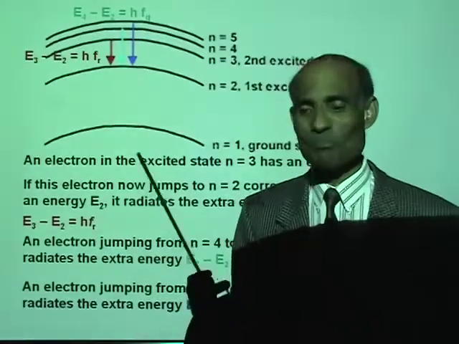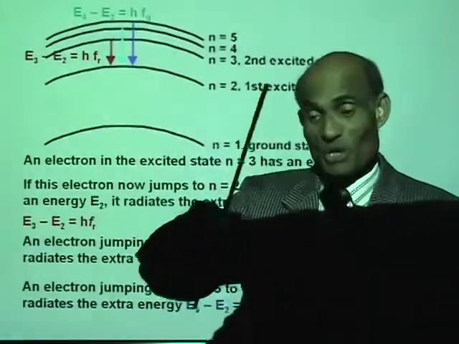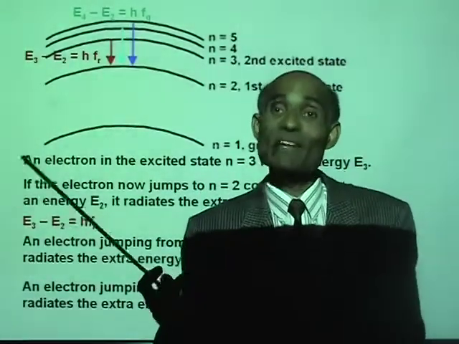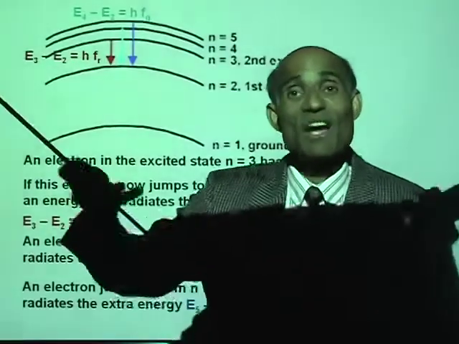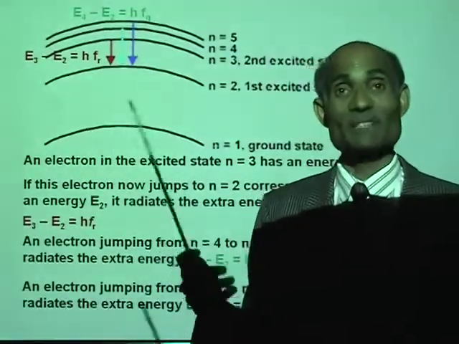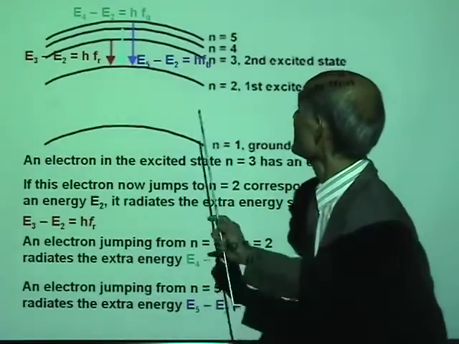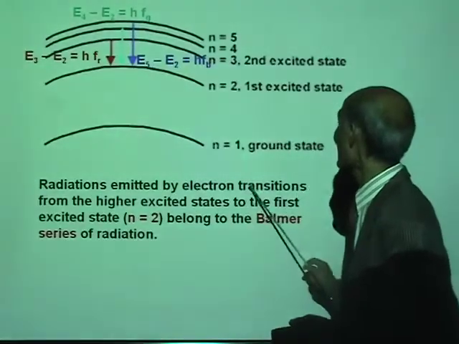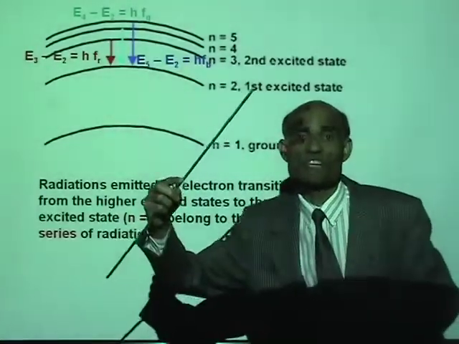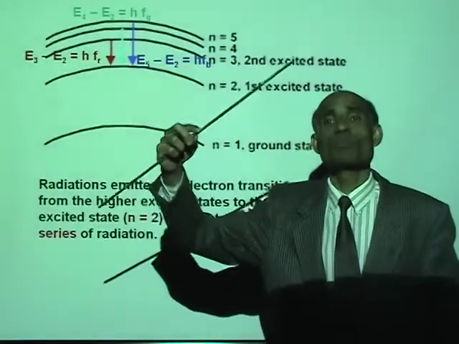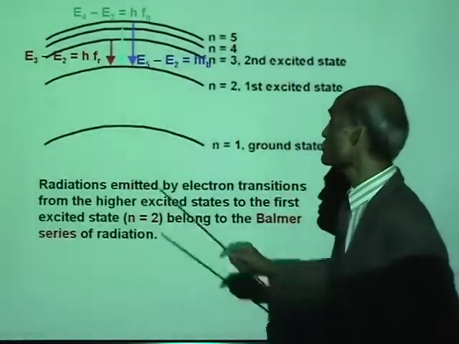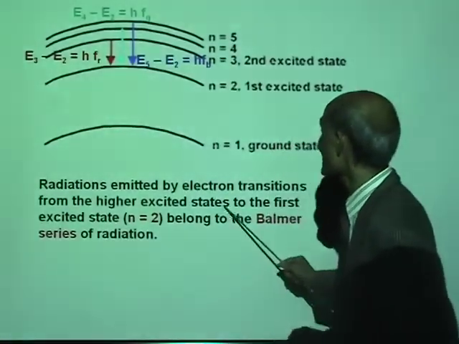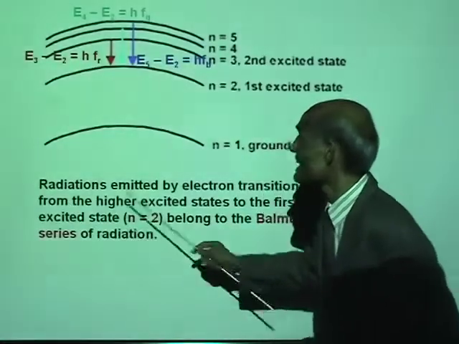Now look at the way Bohr has been able to codify or modify the atom to explain and observe the phenomenon. This is how scientific theories originate. Okay, there we are. Now, radiations emitted by electron transitions. What are electron transitions? Electrons moving from one level to another. Radiations emitted by electron transitions from higher excited state to the first excited state.